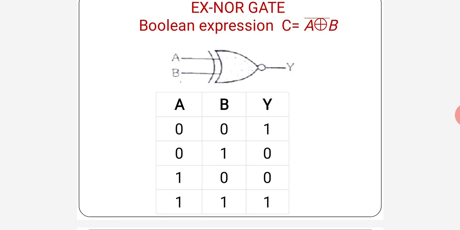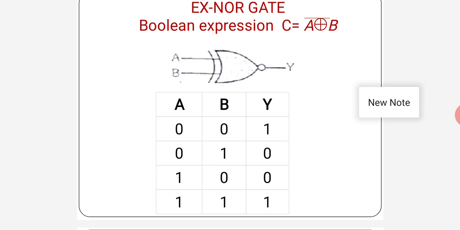And now if you look at the diagram, you will still see the bubble that signifies the inverter. That bubble there is the inverter. And that's why when you look at the Boolean expression, we have C equal to A exclusive B bar, while in exclusive OR gate, we have A exclusive B. But in exclusive NOR gate, we have A exclusive B bar. That shows that there is an inverter. So this exclusive NOR gate is the opposite, the inverse of exclusive OR gate.